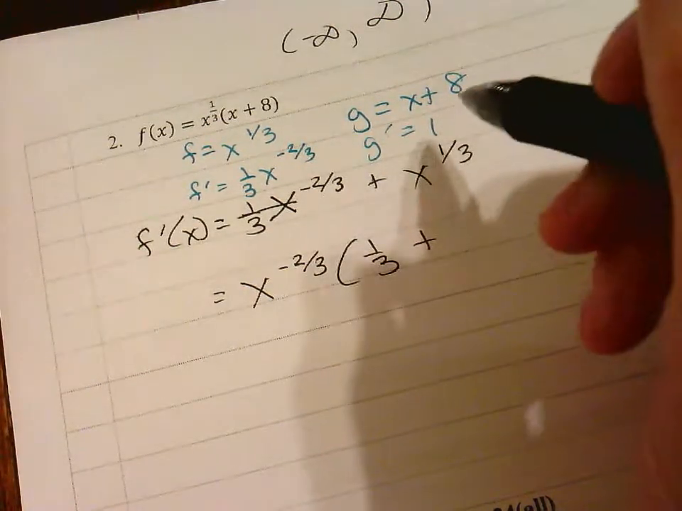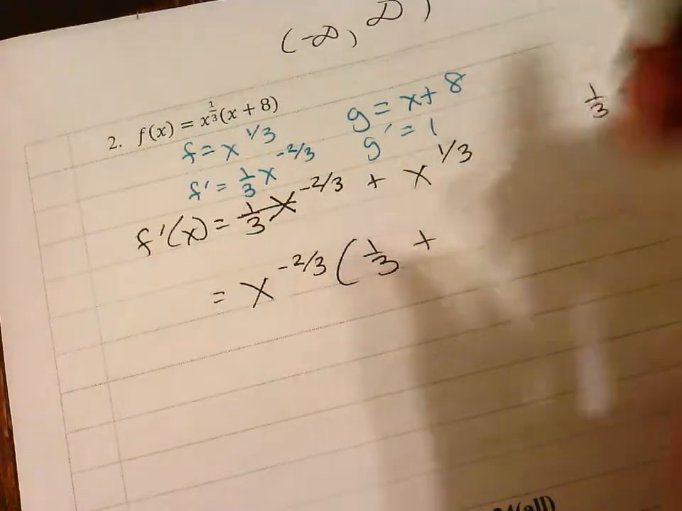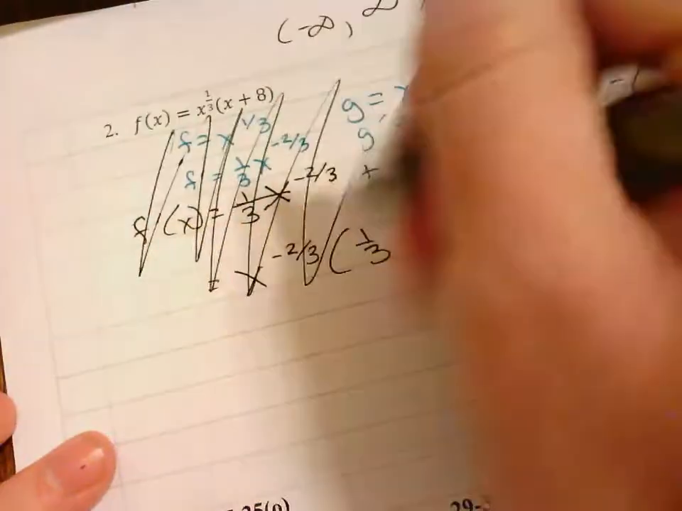I forgot. X plus 8. Boom. Alright, well, let's start this over. Redo. Just learn from my mistakes. It's alright. So f of x is x to the 1/3.